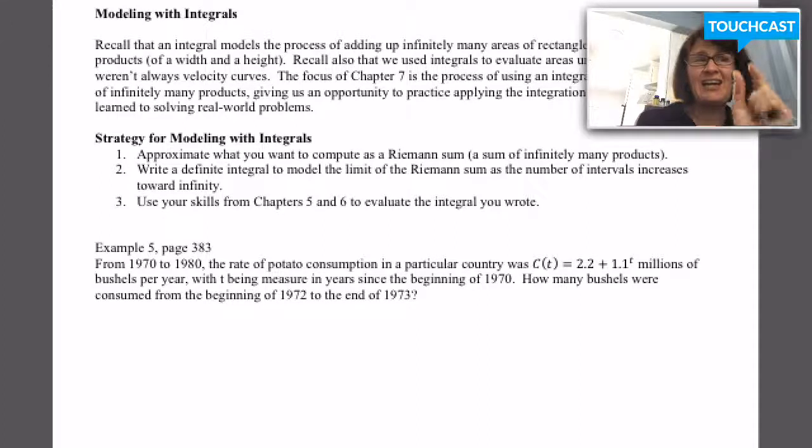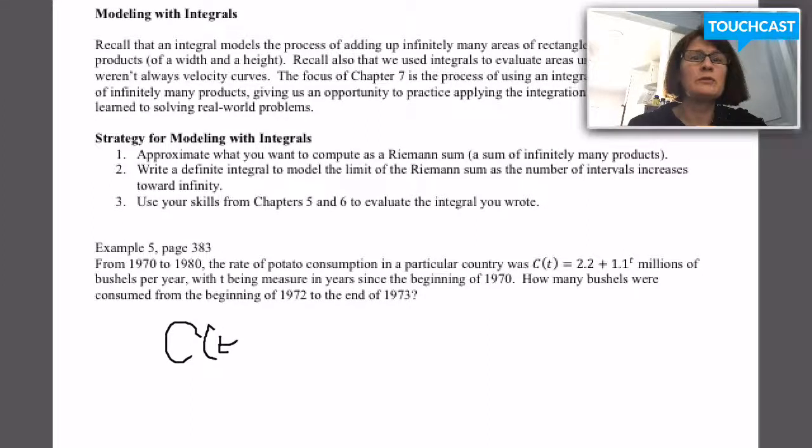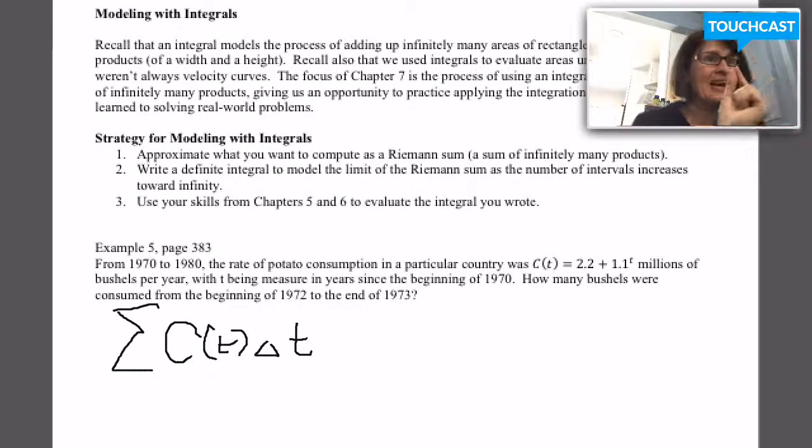We can assume it's constant on a very, very, very small time interval. So the rate at which potatoes are consumed times a teeny tiny time interval is going to give us how many potatoes are consumed in that small time interval. If we then add up all those tiny amounts of potatoes that are eaten over those tiny time intervals, then we get how many potatoes are eaten over the whole, in this case, 2-year time interval that they give us. So notice here, this is what we have. We have a Riemann sum, essentially.